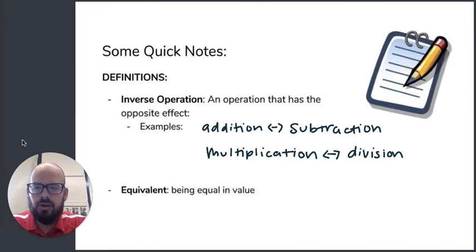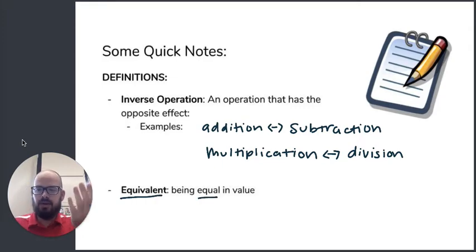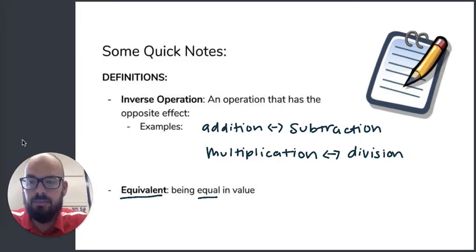And another quick note is this whole idea of being equivalent. Equivalent means equal in value. So we always want to think of that scale, right? The scale on the left side and the right side, we want to remain balanced. That lets us know that it's equal.